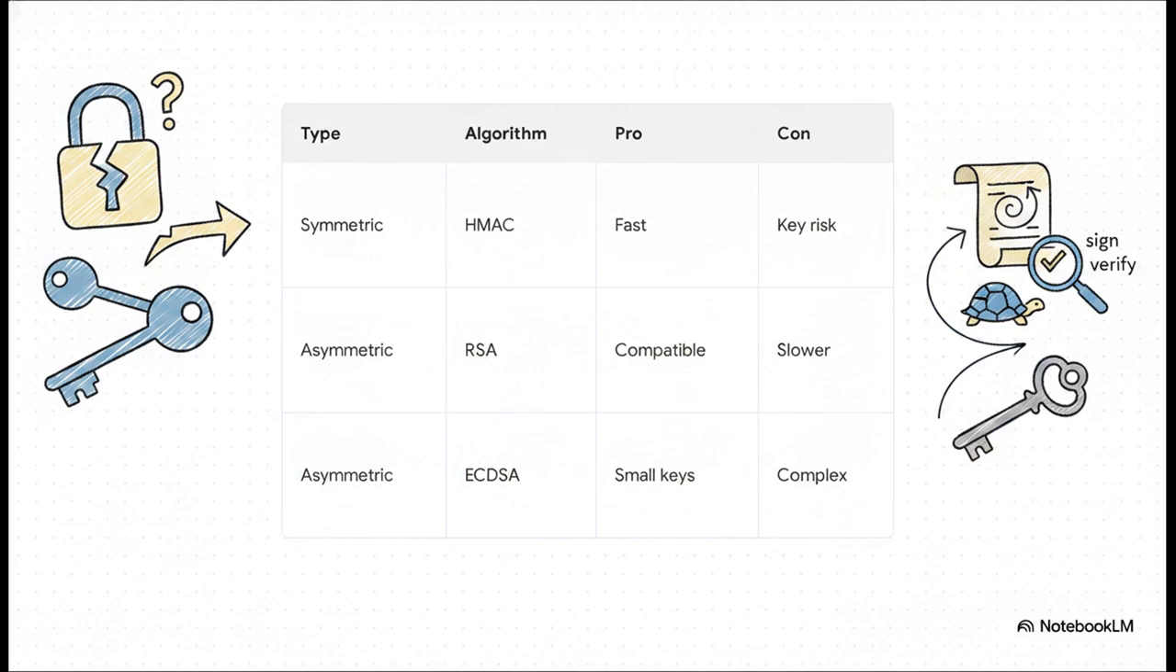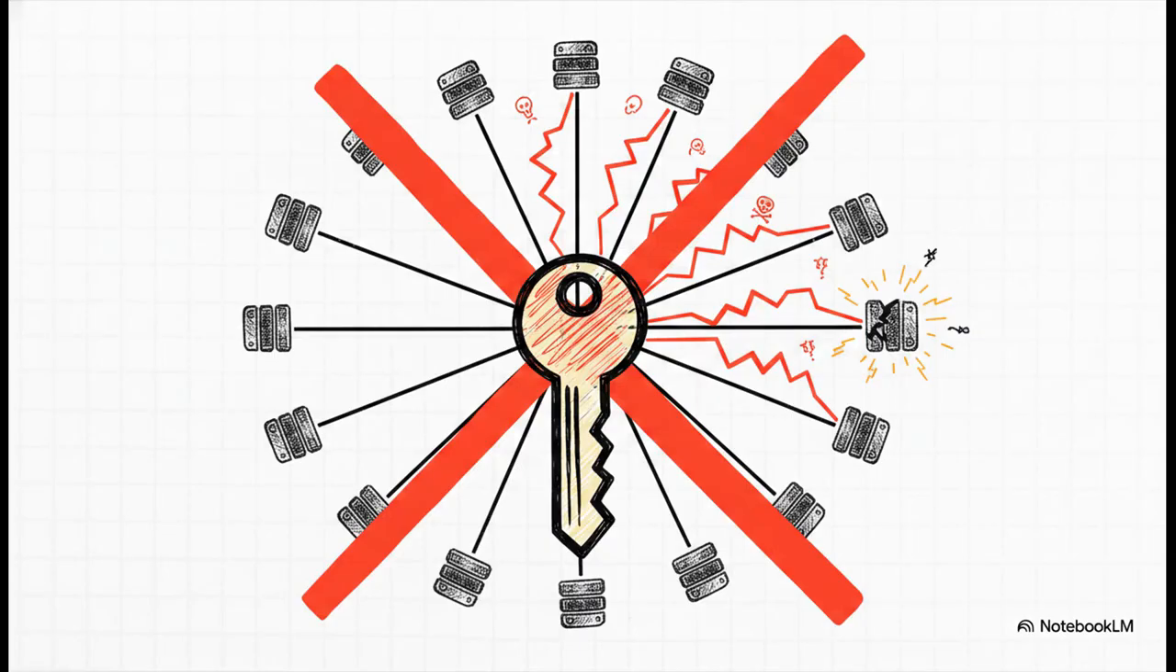Symmetric algorithms, like HMAC, use one single secret key to both sign and verify the token. It's fast, sure, but it's risky. Asymmetric algorithms, like RSA and ECDSA, solve this risk by using a key pair. You've got a private key to sign the token and a public key that literally anyone can use to verify it. I really want to emphasize a huge point from our sources here.